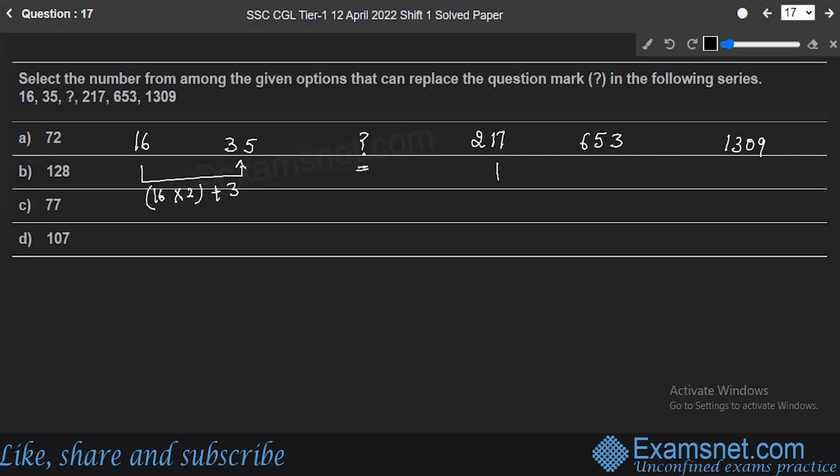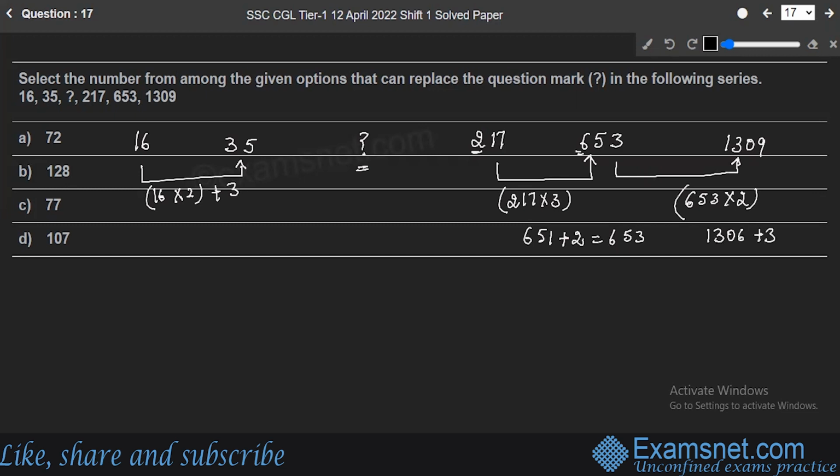Let's move to 217. How can I move from 217 to 653? See, 217 is about a multiple of 3. 217 multiplied by 3 gives me 651. I'm adding 2 to it, I will get 653, which is this answer. Now let's try to move over here. 653, if I'm multiplying this with 2, you will get 1306. If I'm adding 3 to it, you get 1309, which is this number.